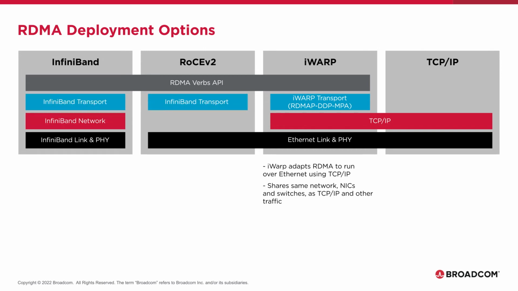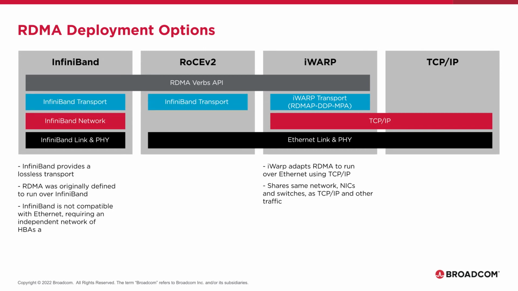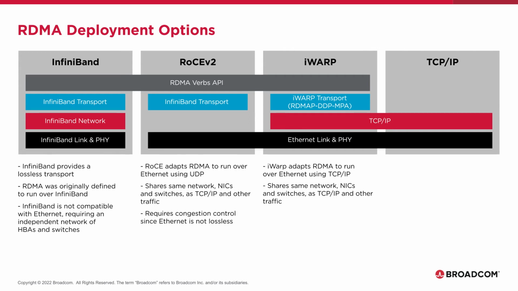InfiniBand provides a lossless transport but is not compatible with Ethernet as it requires an independent network of switches and host bus adapters. RDMA over Converged Ethernet, that is RoCE, brings the advantages of RDMA to the ubiquitous Ethernet networks. Ethernet networks are widely deployed worldwide, and RoCE uses the same NIC and switches as used for Ethernet. RoCE v2 packets are encapsulated inside a UDP packet and are therefore routable over an IP network. Broadcom Ethernet NICs implement the RoCE solution. As Ethernet-based networks can drop packets, RoCE requires its own congestion control algorithm.